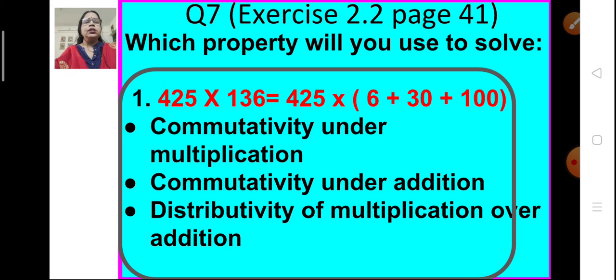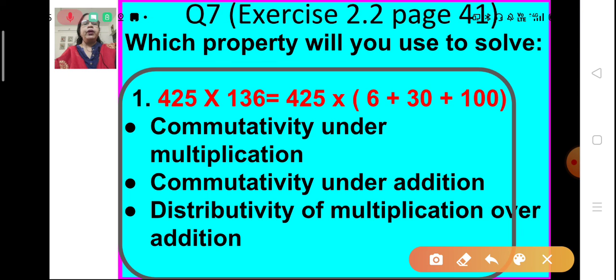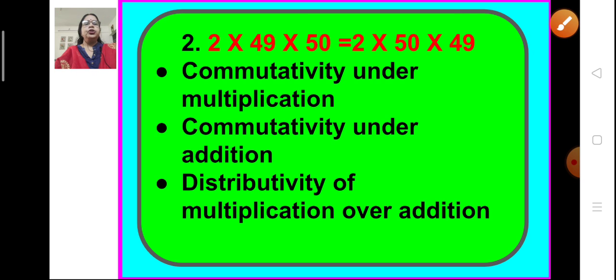Now here we have question number 7 from exercise 2.2. Let's see what the question is. Which property will you use to solve? Here we have an expression. Which property does it show? 425 multiplied by 136 is equal to 425 multiplied by 6 plus 30 plus 100. Which property is this? By looking at it you can understand that this property is the distributivity of multiplication over addition. Now the next one is 2 into 49 into 50.